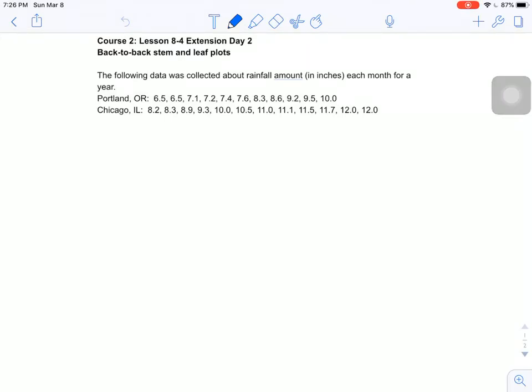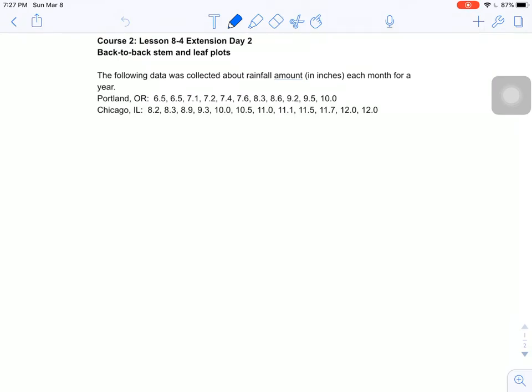We have already learned about how to make a stem and leaf plot and what that looks like. Today we're going to add a layer onto that, and we're going to talk about something called a back-to-back stem and leaf plot. Back-to-back stem and leaf plots let us take two data sets and compare them against each other. It's basically what happens when you take two stem and leaf plots and you put them together.